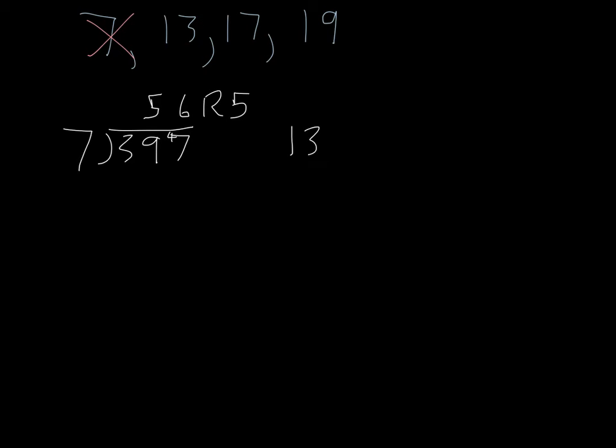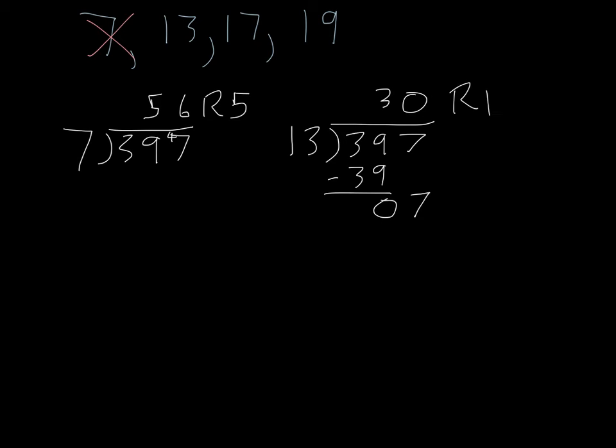Let's check 13. So 13 into 397. 13 goes into 39 exactly 3 times. Subtract to get 0. Bring down our 7. 13 goes into 7 no times. So there's a remainder of 7. So it has a remainder, so 13 is not a factor of 397. Well, let's keep going. Let's check 17.